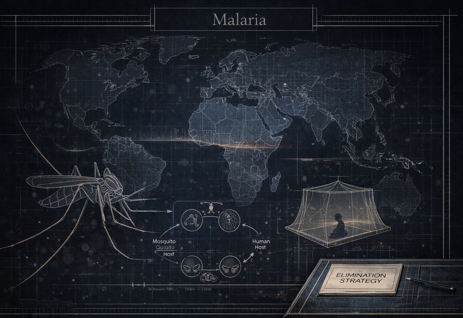ITNs, and more specifically long-lasting insecticidal nets, or LLINs, have been the single most effective tool deployed in the last 20 years. How do they work over the long term? The pyrethroid insecticide is chemically bound directly into the polyethylene fibers of the net, meaning it survives years of use and multiple washings. They are a phenomenal multi-layered defense.